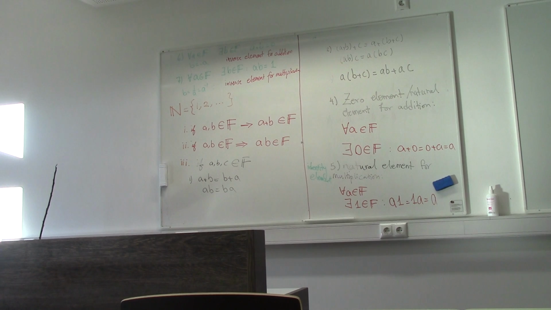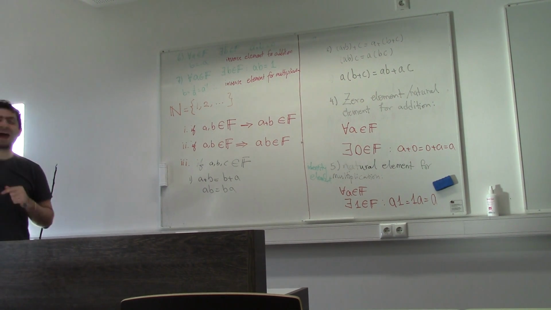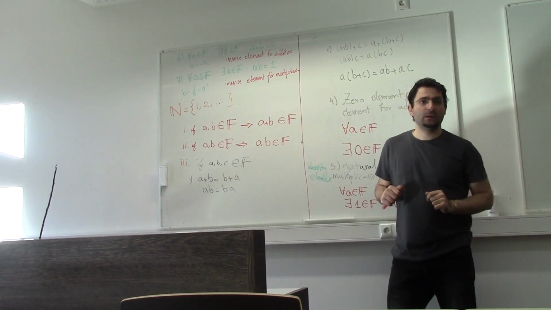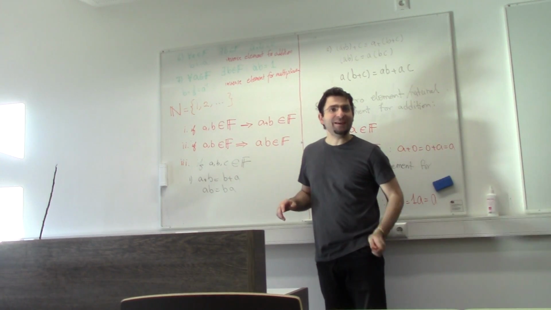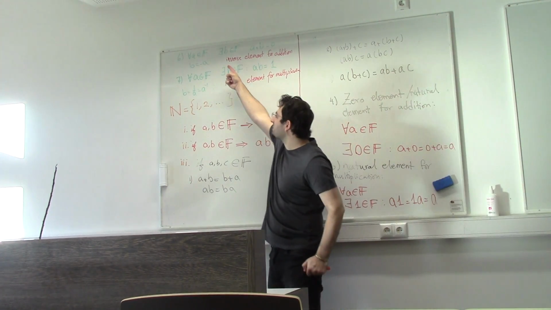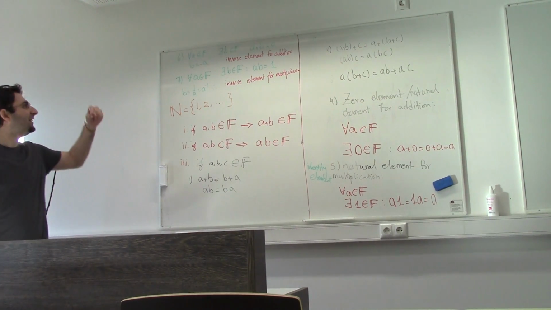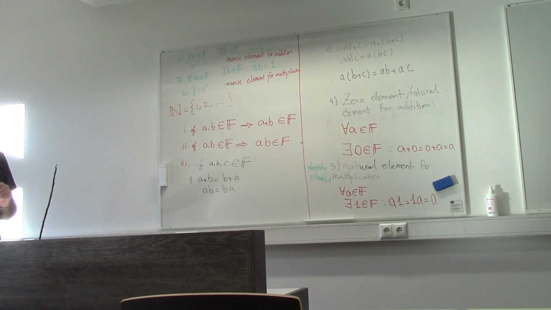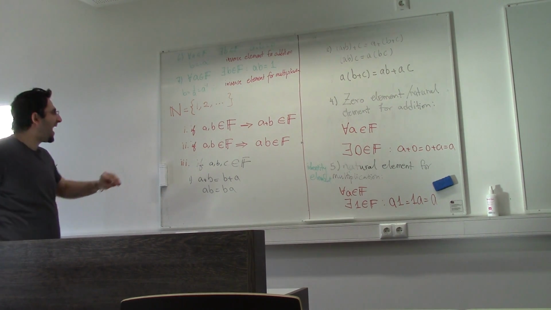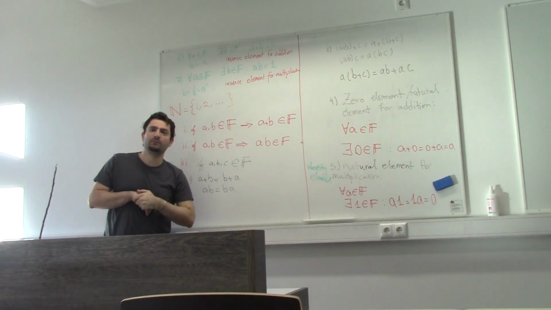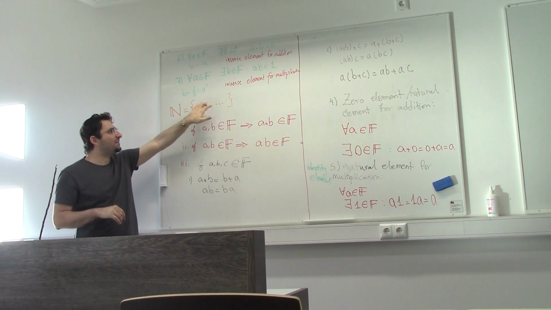No, N is not a field. Why is it not a field? It doesn't have a zero element. It doesn't have a natural element for addition. And basically it fails because of number 6 and number 7. Because we do not have the inverse element for addition. I do not have any number which I can add to a natural number, and get 0. Similarly, I do not have any element inside natural numbers.